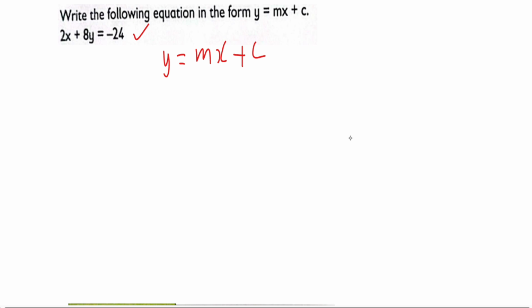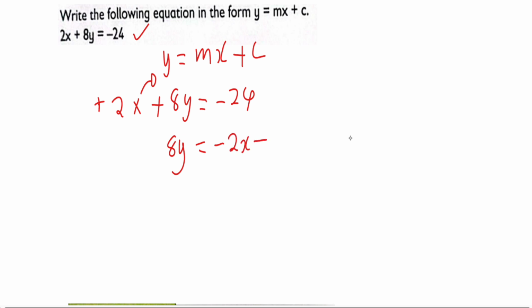Right. Now let's rewrite this in this form. There's no point, there's nothing, you just rewrite it. So 2x plus 8y equal to -24. Now we need to put y values in one side. Let's put 8y on the left side and shift this 2x to the other side. And if you shift this one, since this is positive, if you shift it to the other side, it becomes negative 2x. No, the negative 24 doesn't change because it's intact. So it's just negative 24.